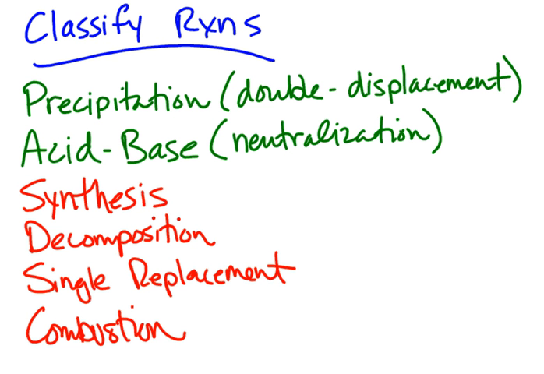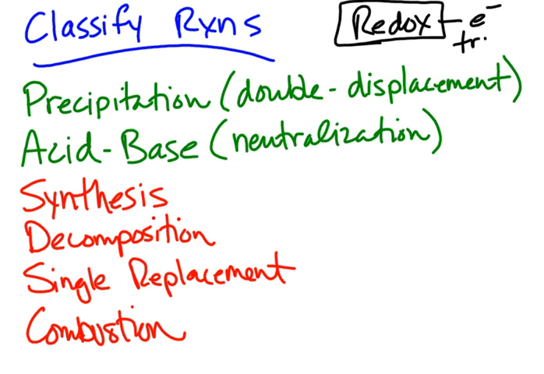Alright, this is an introductory video on how to classify reactions. Now, in truth, there are two main classes of reactions. One of them is called a redox reaction, which stands for oxidation reduction reaction. And what that pretty much means is there's some way, shape, or form an electron transfer taking place.